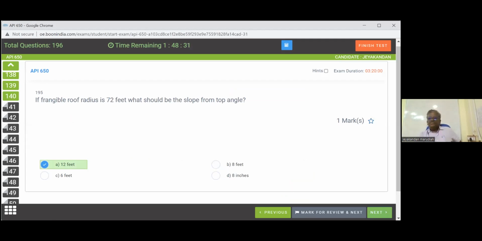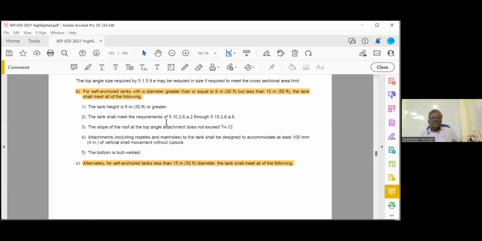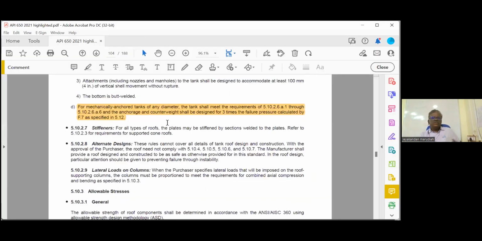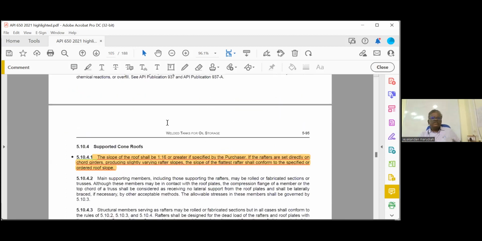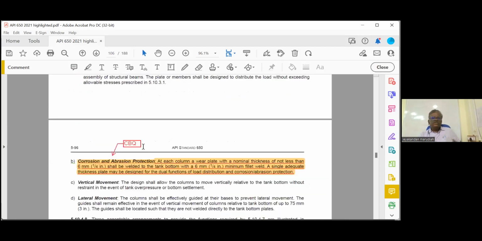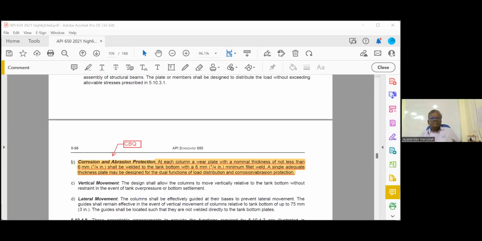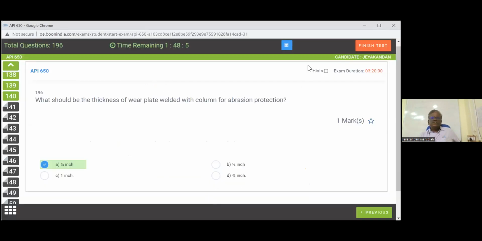That is the answer. What should be the thickness of the wear plate welded to the column? So 1/4 inch. This is a very important question. The wear plate, in many exams, is the corrosion and abrasion plate. It is given here as corrosion and abrasion protection. Okay, page number 5-96. This is a closed book question. Thickness is 1/4 inch. That's all.